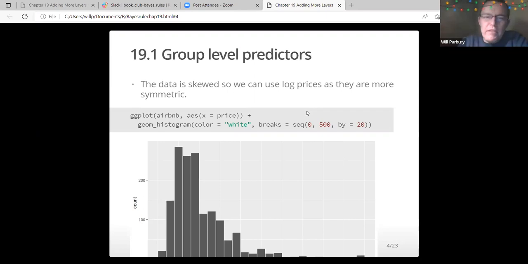But this is basically the price of all the rooms. It's very skewed. This is the actual raw data. So it goes between, I think, about $10 and $1,000. Show you on this, but we do actually transform it. We log transform it, so it's more symmetrical.